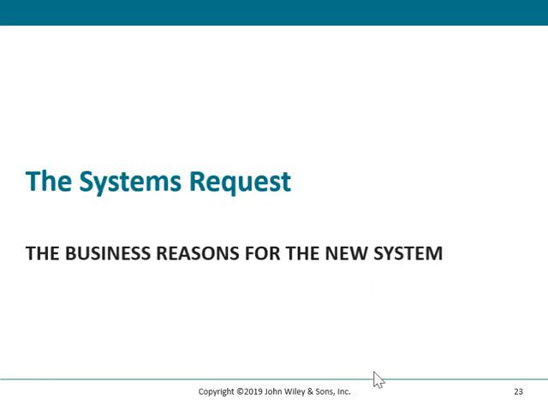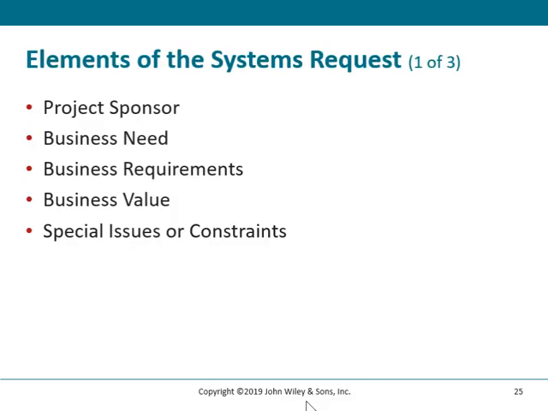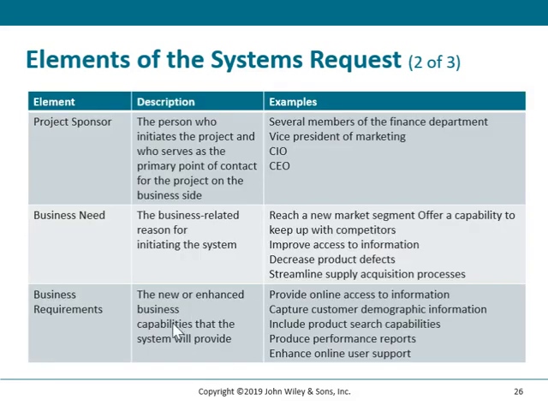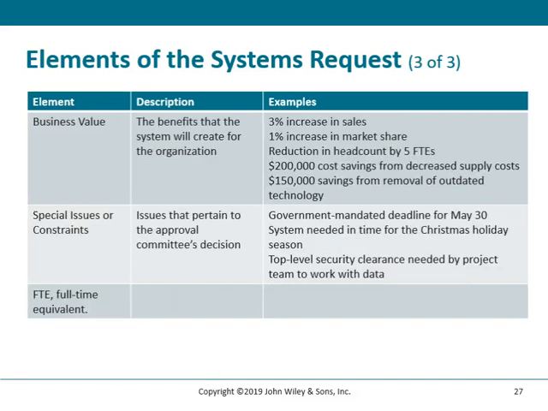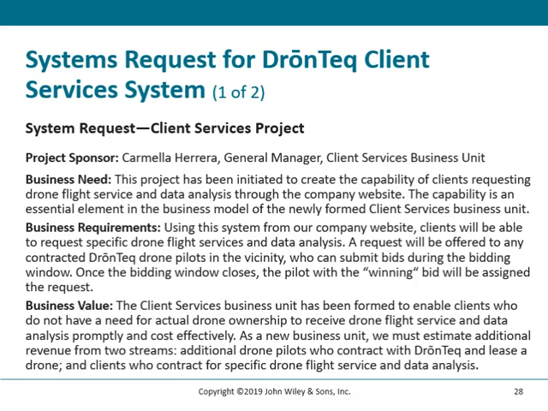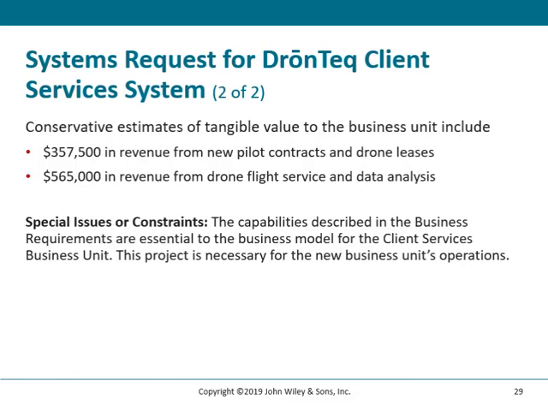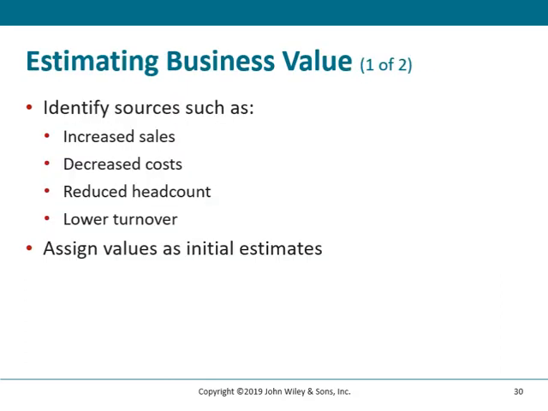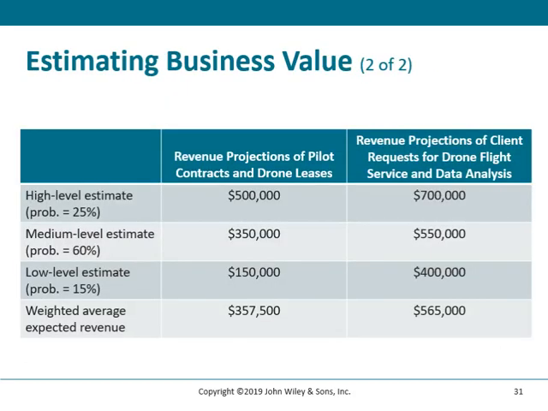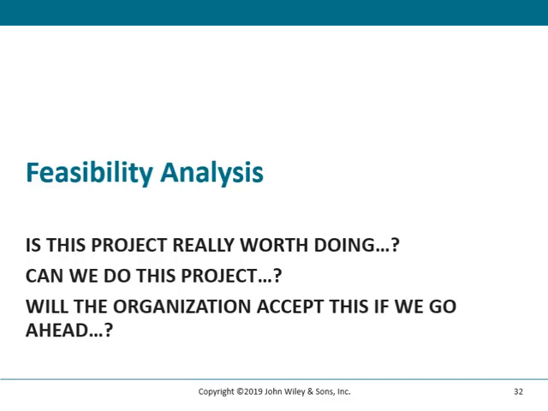The systems request formally requests a project. The systems request includes these key elements. This table lists the description and examples of these elements. This is a case example. Please read the details in the textbook. Once the need for the system and its business requirements have been identified, the system analyst needs to conduct a feasibility analysis.